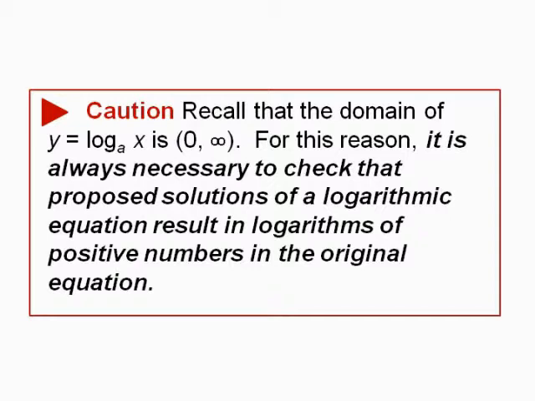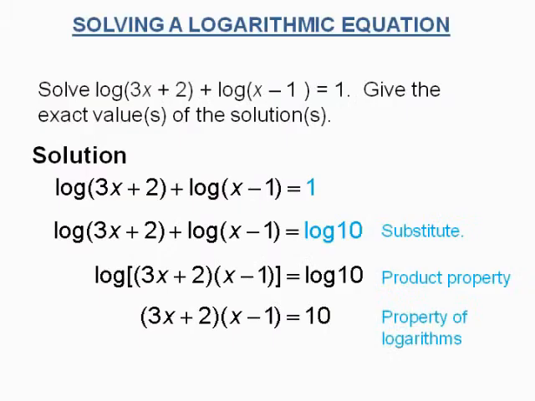And again, here's the caution flag. Remember that when you're solving logarithmic equations, the domain of the log is 0 to infinity, and you cannot even have the log of 0. Can't include 0. It must be positive. So it's always necessary to check and make sure that you get positive numbers for logs or natural logs.